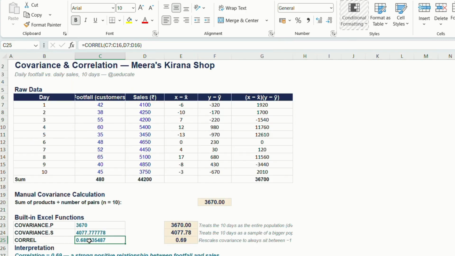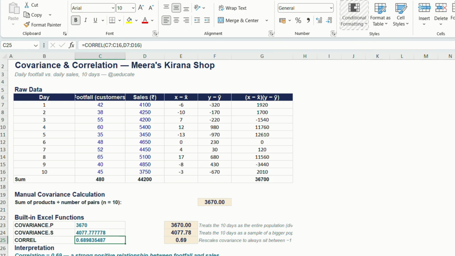For Mira's shop, we have a correlation of approximately 0.69, which is a very strong positive relationship. That number is comparable because it's between plus and minus 1, across the shops, across the products, across everything. Anything that gives you a number between plus or minus 1 can actually be compared.